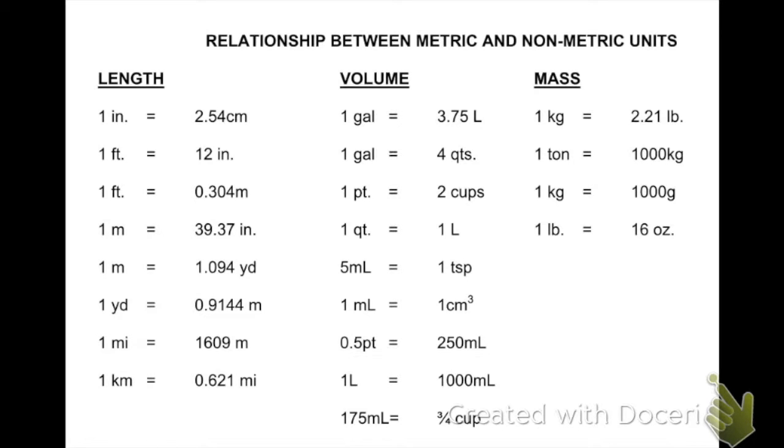If we take a look at our relationships between metric and non-metric units, we'd want to figure out, is there a conversion that's going to get us directly from feet to yards? So looking at our lengths over here, we've got 1 foot equals 12 inches, 1 foot equals 0.304 meters, 1 meter equals 39.37 inches, 1 meter equals 1.094 yards, 1 yard equals 0.9144 meters.